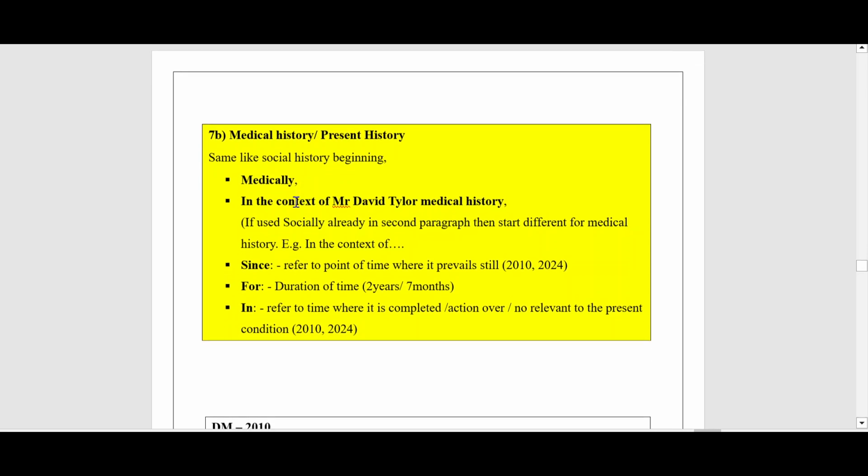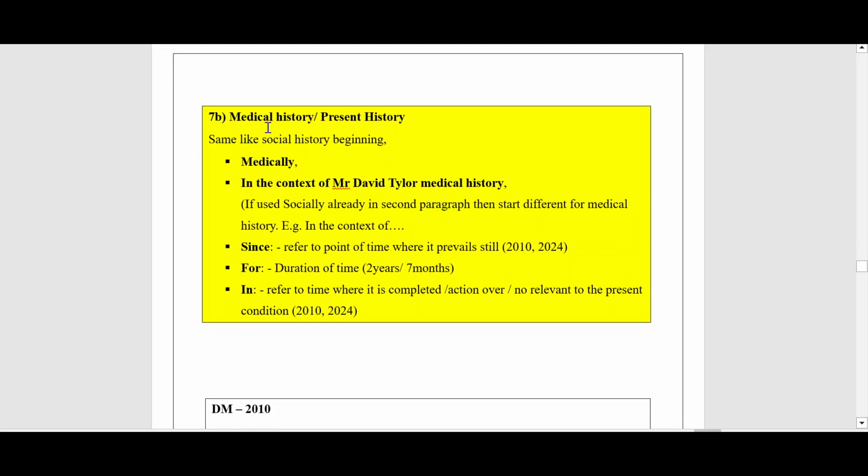And now third is medical history. As I have told earlier, the way of writing social history and medical history is the same, but medical history means past. It's not present. Past medical history, past history. If the past or medical history is connected with the problems of the patient, then you can mention it. If it is not related, then there is no need to mention it at all. If the word count is very low, then you can mention it. Okay, I will teach you how you should write.